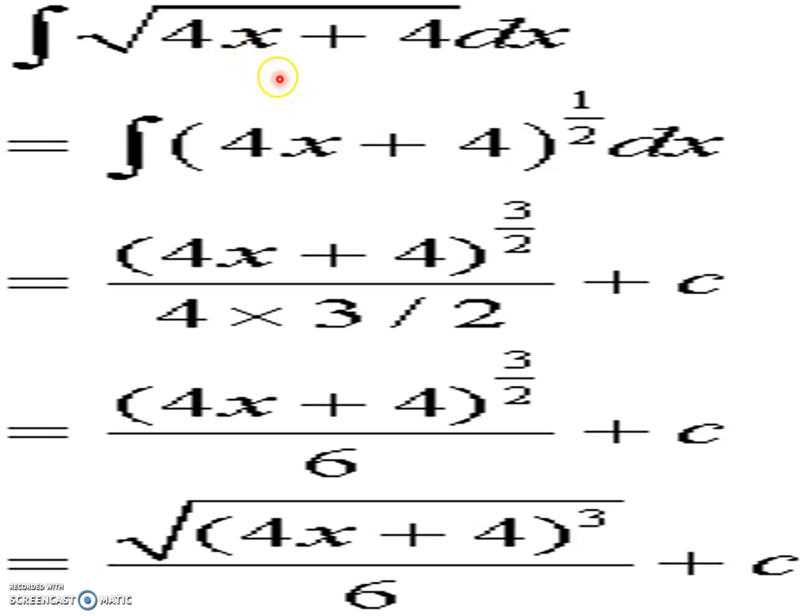Now the integration of the square root of 4x plus 4. The same trick we have to follow. We take the bracket raised to 1 by 2. We have to know that (ax plus b) raised to m upon n integrates to (ax plus b) raised to m upon n plus 1, upon m upon n plus 1, into the derivative of ax plus b.